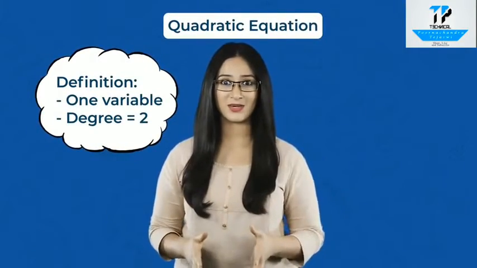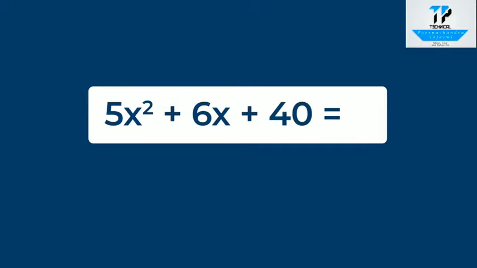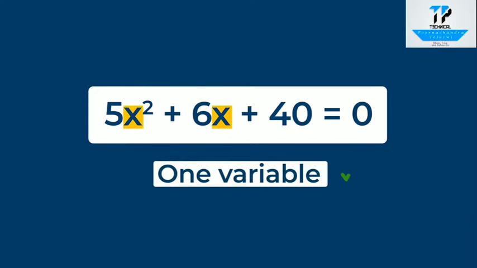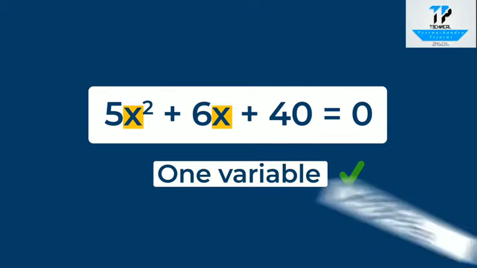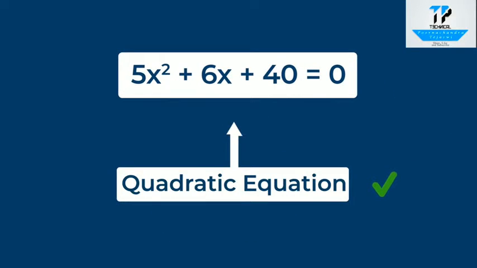By now you must be familiar with the definition of a quadratic equation and its standard form. So if you see an equation, you should be able to tell if it is or isn't a quadratic equation. For example, consider this equation: 5x squared plus 6x plus 40 is equal to 0. The equation has only one variable, x, and the highest degree of the equation is 2. So this equation is a quadratic equation.